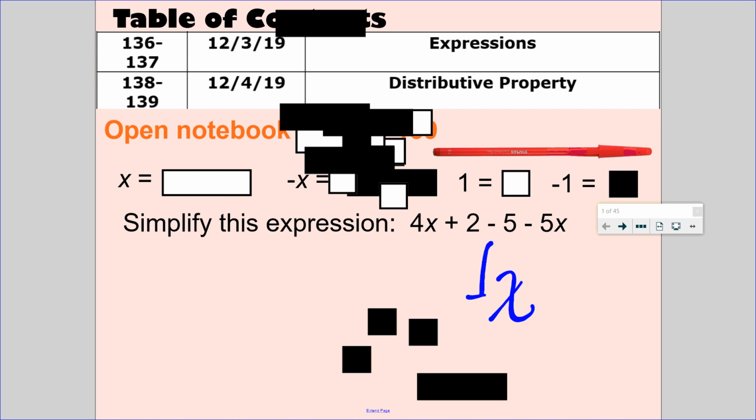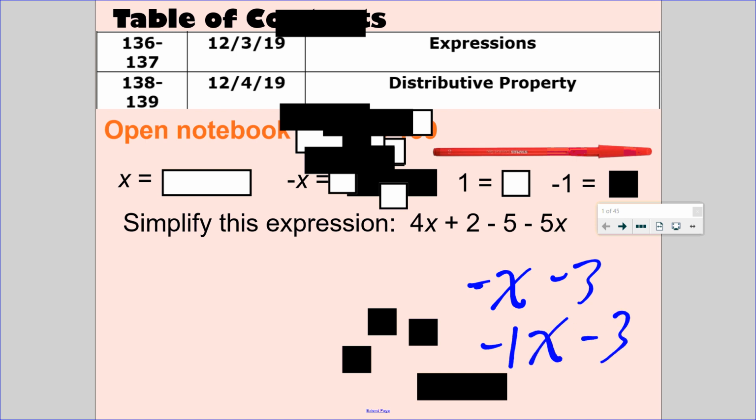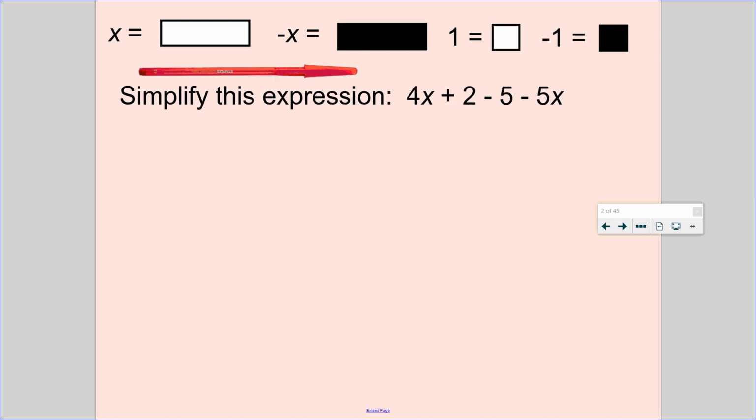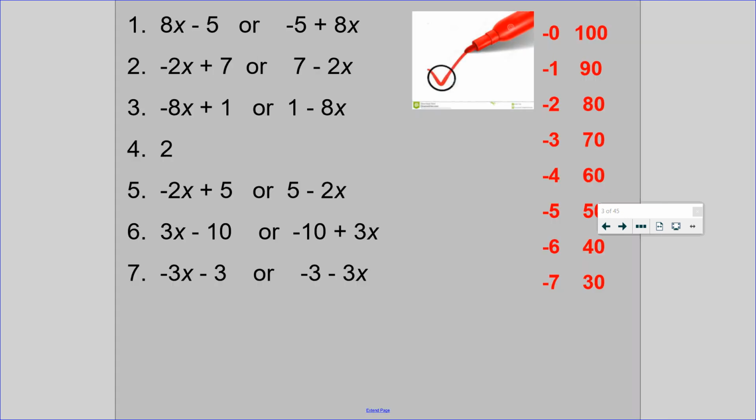Negative x, let me erase that. So negative x minus 3, negative 1x minus 3, or negative 3 minus x.